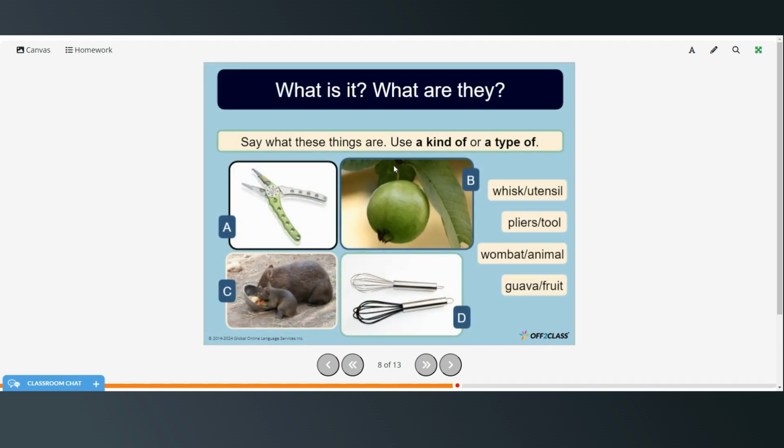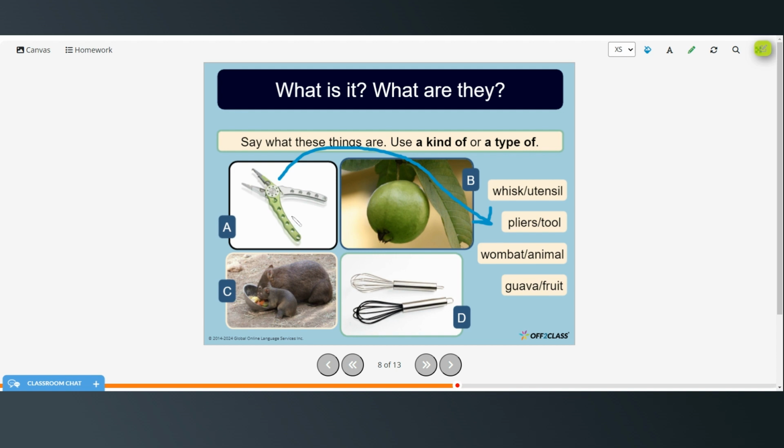Okay, so now say what these things are and use a kind of or a type of. So we have the words here, the pairs of words. So letter A, what is this? So this would be pliers. These are pliers. They're a type of tool.